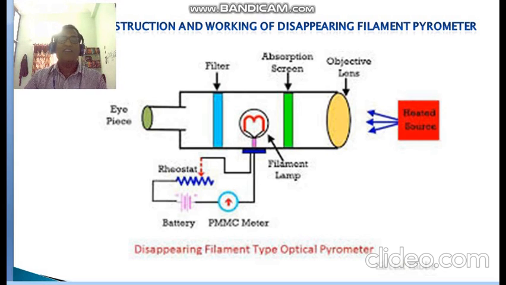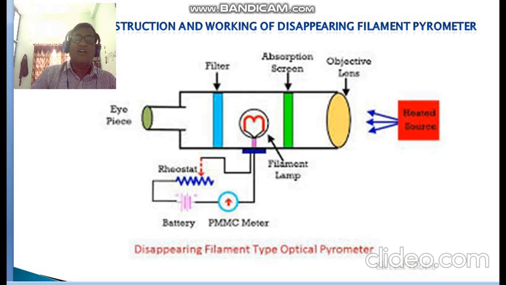Now by applying Planck's law we can calculate the temperature of the thermal radiation emitted by this hot body by using AT square plus BT plus C. In this equation, A, B, C are constants. This is the process to measure the thermal radiation temperature by using a disappearing filament optical pyrometer.